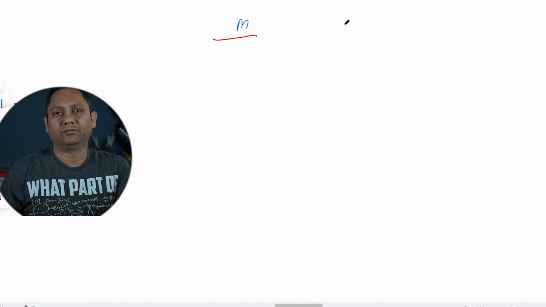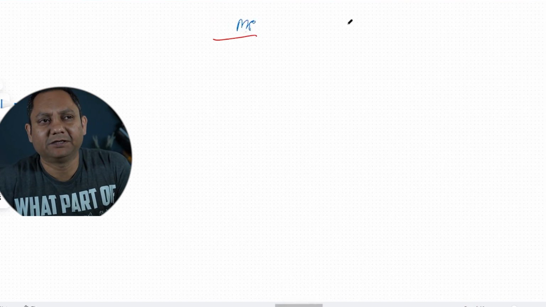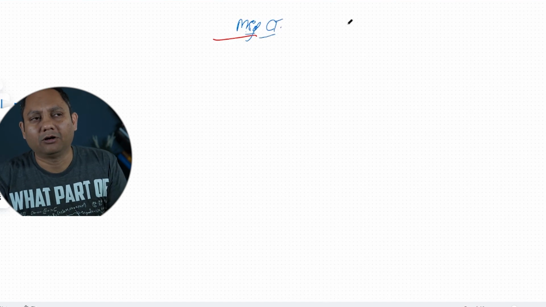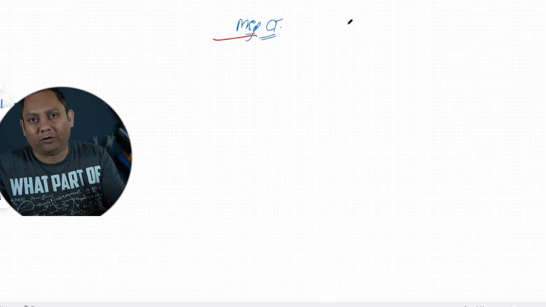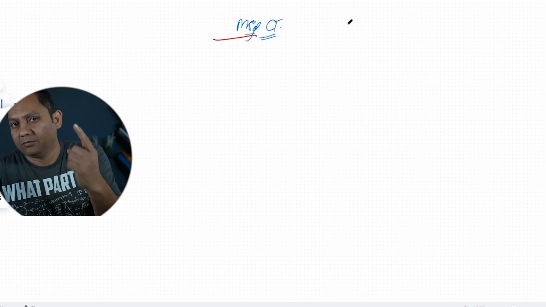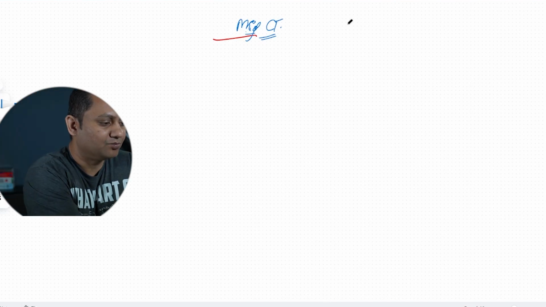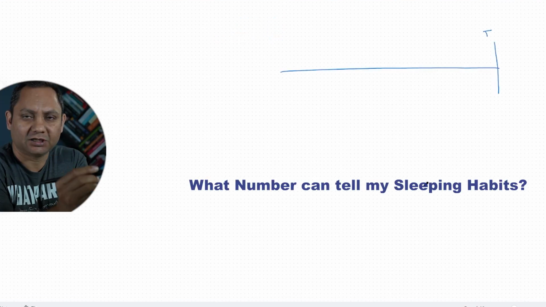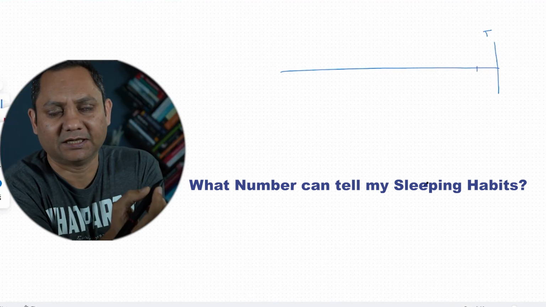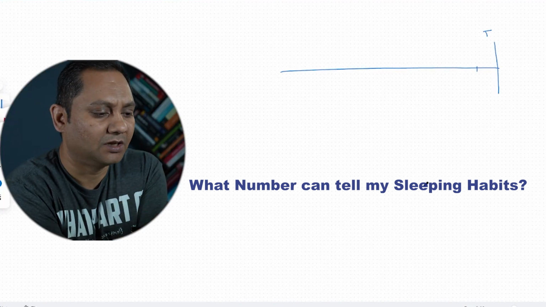Let's dive into understanding the measures of central tendency. A measure of central tendency is where you are trying to represent a group of numbers, or the gravity of the group of numbers, by one number. Let's take a sleeping example. Suppose the question is asked today, how many hours did I sleep in the last 7 days?